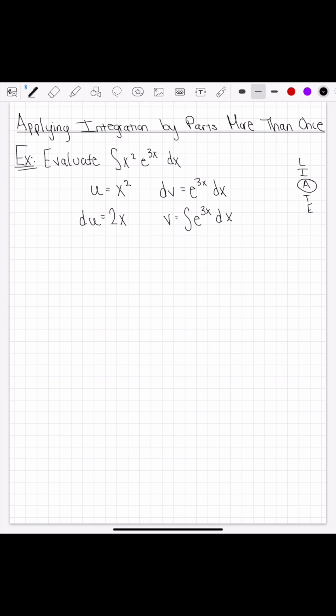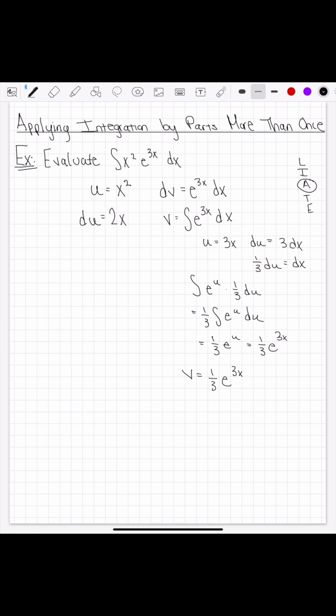this is going to need a u substitution where u is 3x and du is 3 dx, so 1/3 du is dx, right? So this becomes the integral of e to the u times 1/3 du. We can pull out the 1/3 since it's being multiplied. Then we know the integral of e to the u, or e to the x, is just itself. So this is just e to the u, so that becomes 1/3 e to the 3x. So v is 1/3 e to the 3x.